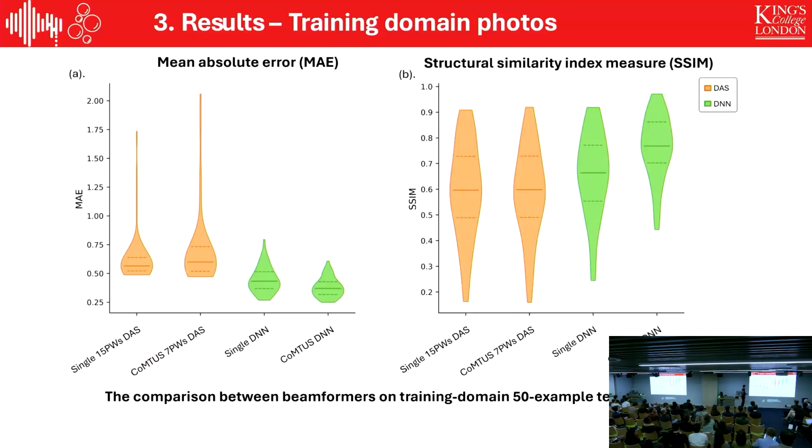And these are 2 metrics for a total of 50 examples in my test dataset. You can see the mean absolute error and structural similarity. They all show that the COMTOS plus deep neural network beamformer shows the best performance here.